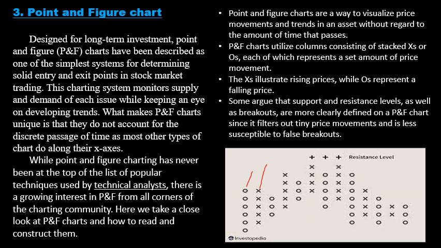In the line chart, you can easily say that yes, there is an uptrend. If the line goes upward, you say it is an uptrend. If the line goes downward, then you can say it is a downtrend. But here, what does X represent? X represents rising prices of the security. O represents the fall in price of the security. So that is about the point and figure chart.